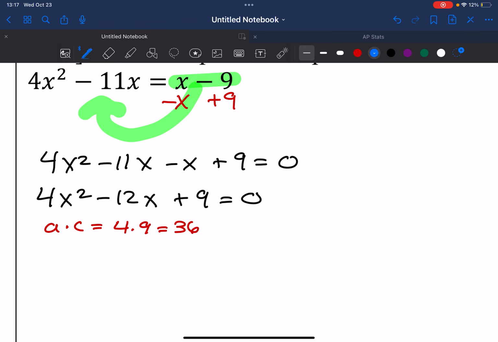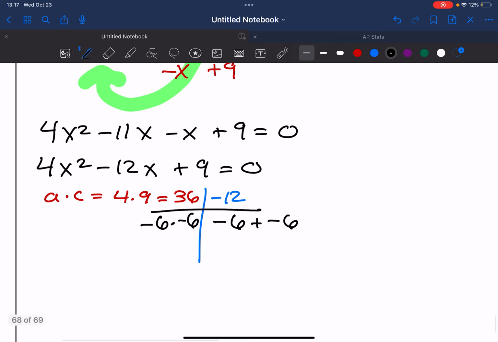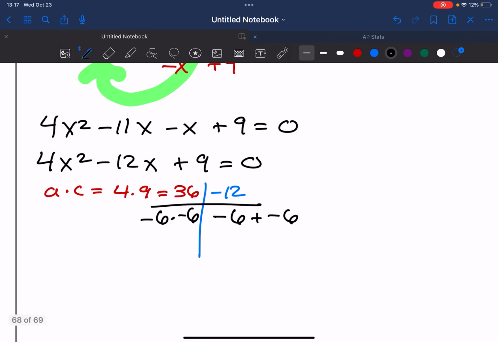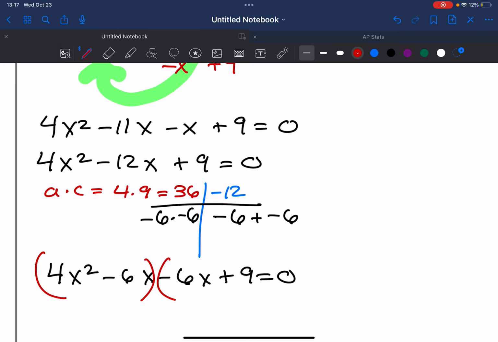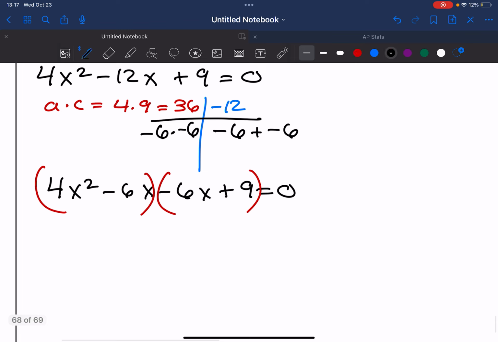Okay. And then my b value is negative 12. So I need two numbers that multiply to 36 but add to negative 12, and that would be negative 6 times negative 6 and negative 6 plus negative 6. So that means instead of negative 12x, I'm going to expand it using those negative 6x's. Then I'm going to group the first two and the last two and take out the GCF.